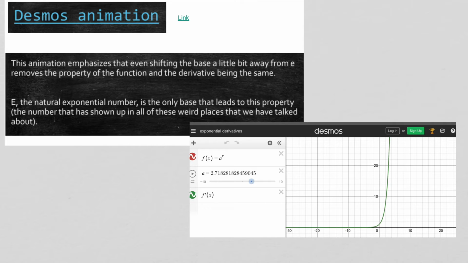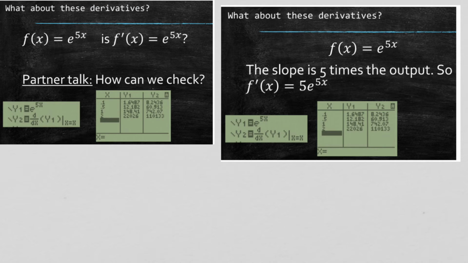So if I take any value of e to whatever x value in the derivative, it's basically the same thing, showing it there. All right, we could also do this on the TI calculator. Let's say I wanted to figure out the derivative of e to the 5x. How can we check? So on the calculator here, I am graphing e to the 5x.